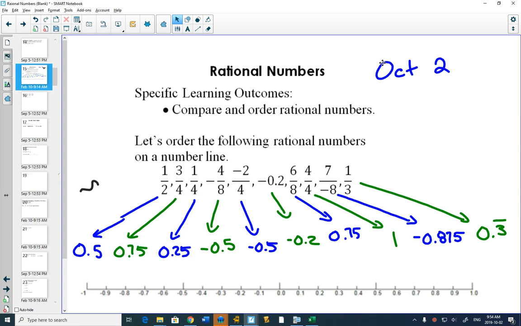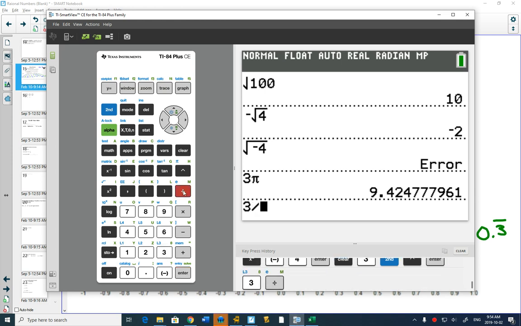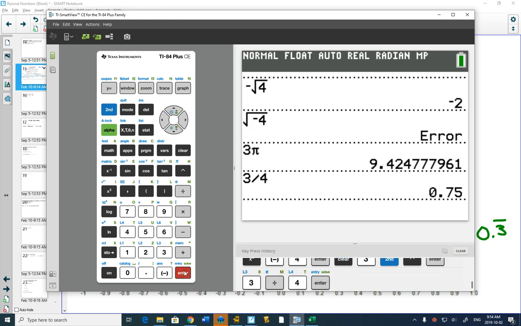So the first thing that we can do to help us order numbers is to change our fractions to decimals. Now, if you're changing a fraction to a decimal on your calculator, if I wanted to change the second one, 3/4, to a decimal, I could go to my calculator. I could go 3 divided by 4, push enter, and it changes it from a fraction to a decimal.